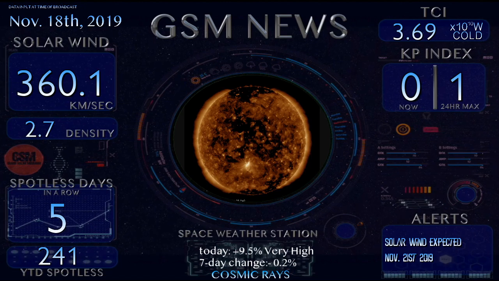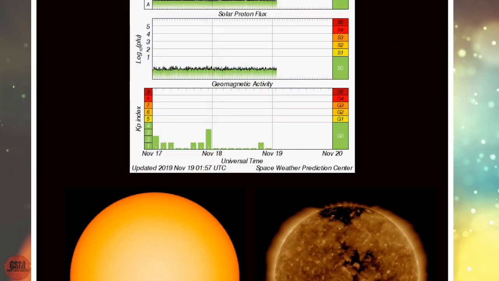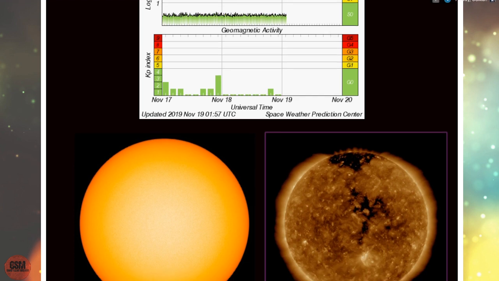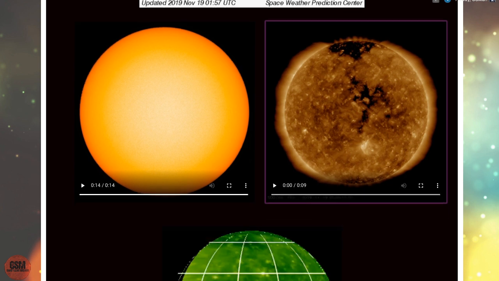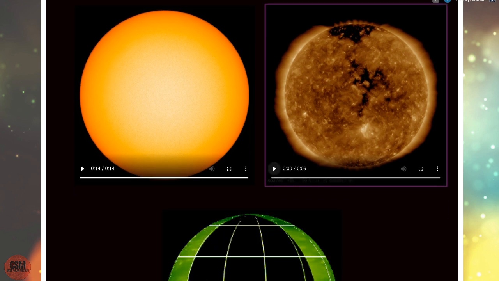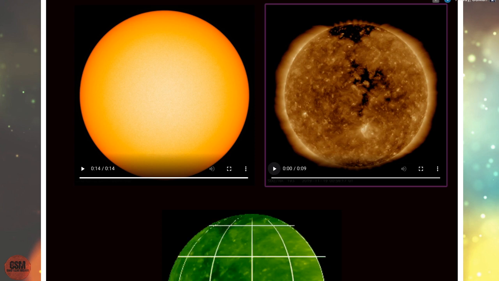Let's go over to GrandSolarMinimum.com on our space weather section. And I'll go ahead and put this SDO in motion. Well, if it will go in motion. We've had some issues with SDO lately. Thankfully, I'm still able to get still images, but not a lot of motion.